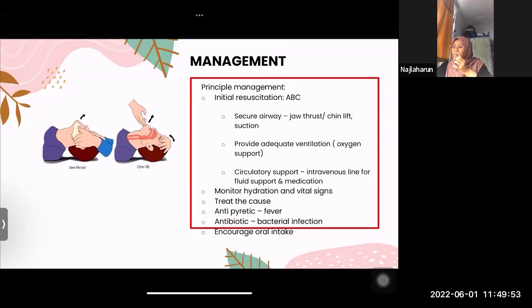And then C for circulatory, prepare the IV line for fluid and medication. And then once we resuscitate the patient, also monitor the hydration and the vital signs of the patient, and treat the causes. So if the patient is feverish, give antibiotic. If it's suspected the patient has a bacterial infection, give broad spectrum antibiotics. And of course, we also need to encourage the patient to have oral intake.